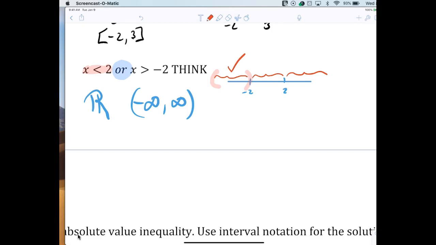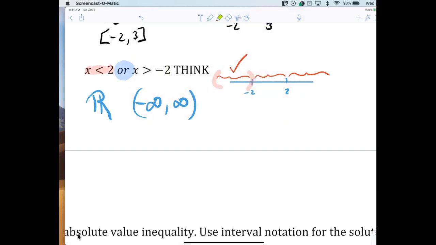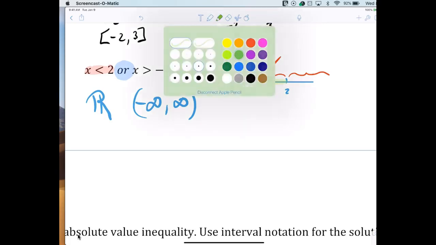Now, let's pick a number in this interval right here. Negative 1, 0, 1, whatever. If I plug negative 1 in, is negative 1 less than 2? 0 is less than 2. Yeah, so that means everything on that interval works. You agree with that? Now let's pick a number on this interval over here.